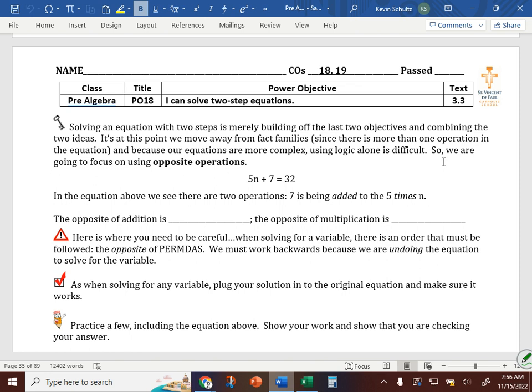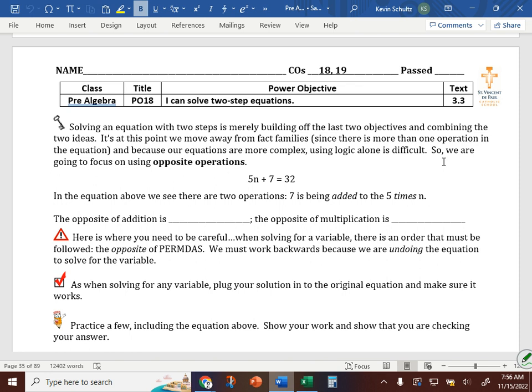So in PO16, we learned how to handle addition and subtraction in an equation. PO17, we learned how to handle multiplication and division in an equation. And they were each one-step equations because you were only doing one of them, right? It was either addition or subtraction, and then multiplication or division. PO18, we're combining them, okay?